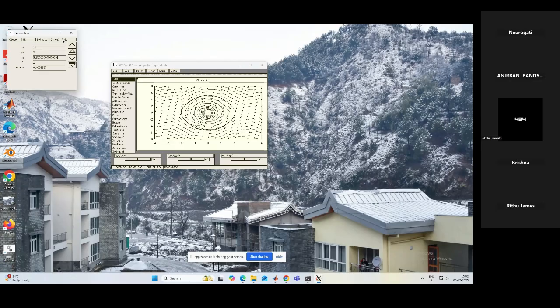Has everyone got it? Even if someone is not familiar with this software and all, they can just go to the notebook and run the codes. It will give you the same output.